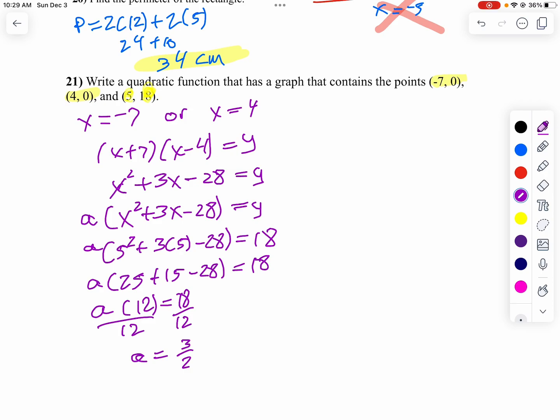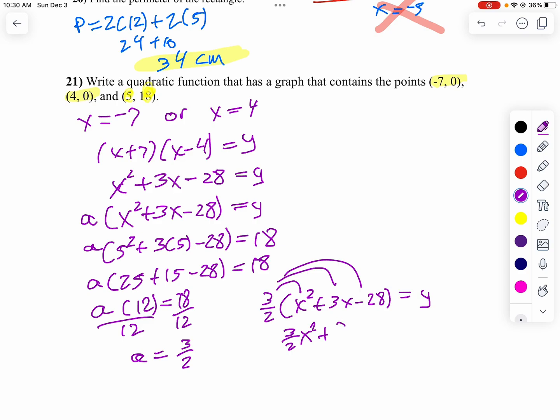And then we can replace that. I'm going to say 3 over 2 times x squared plus 3x minus 28 equals y. And a lot of times we'll distribute that inside, and so we'll get 3 halves x squared plus 9 halves x minus, let me see, 2 goes in 28, 14 times 3 is 42.